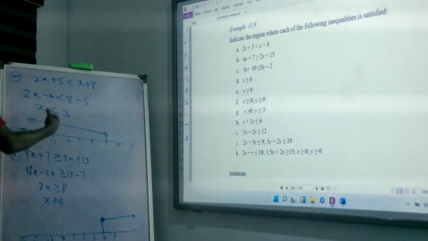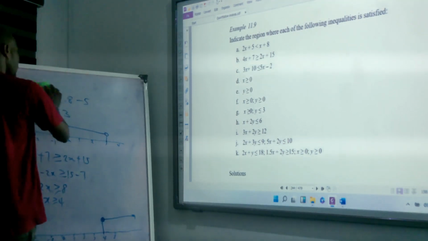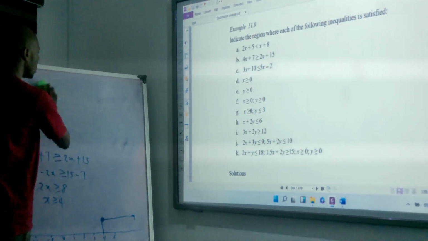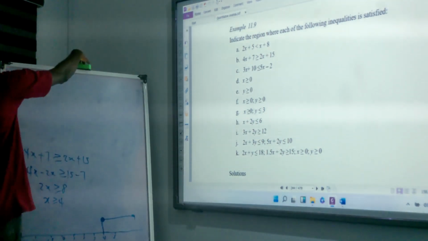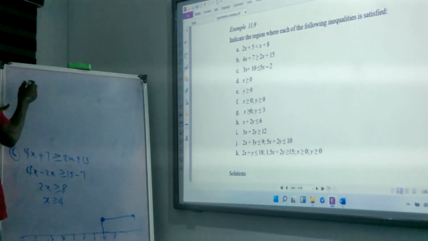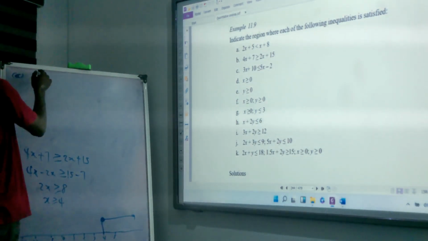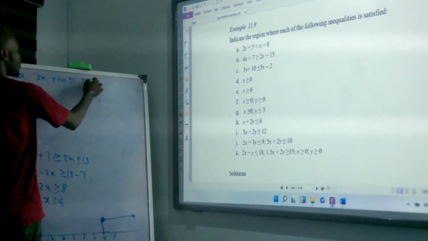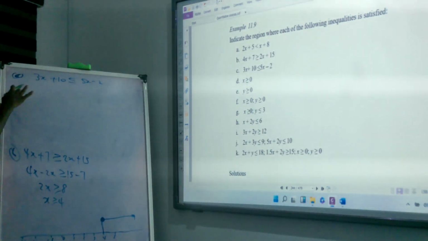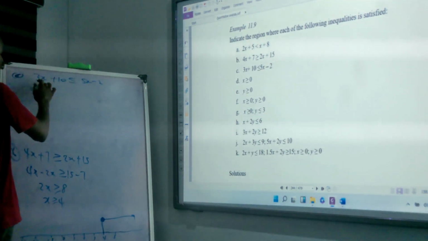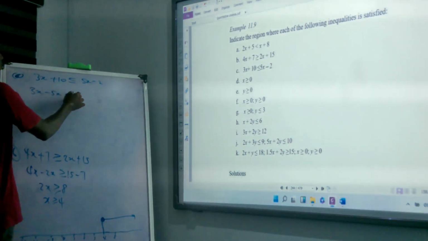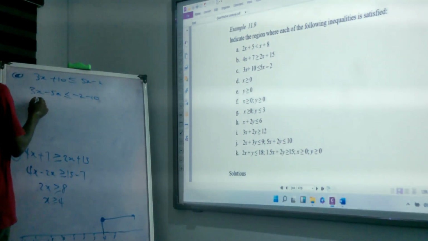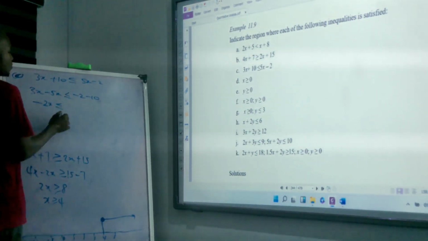The third one now says, for the third one, we have C. C now says we have 3x plus 10 less than or equals to 5x minus 2. So we got like terms, is that okay? We have 3x, move 5x to this side, that will be minus 5x. Get that less than or equals to minus 2 minus 10. So that will give us minus 2x less than or equals to minus 12.